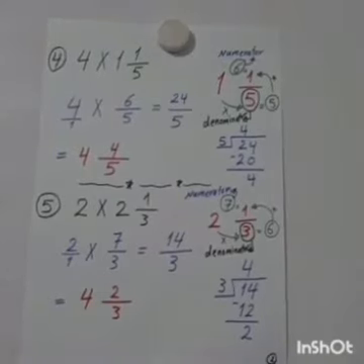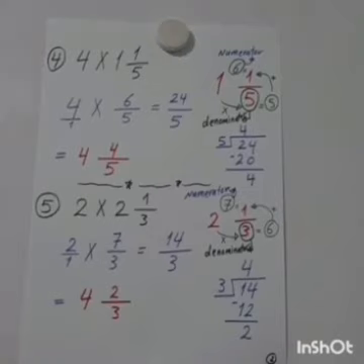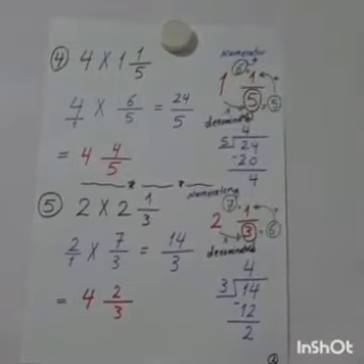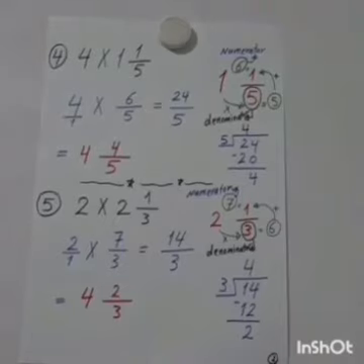I have 2 times 2 1/3. Hey guys, I told you, you cannot make 2 times 2 equal 4 and that's it. No, I must change the mixed number to a fraction greater than 1.